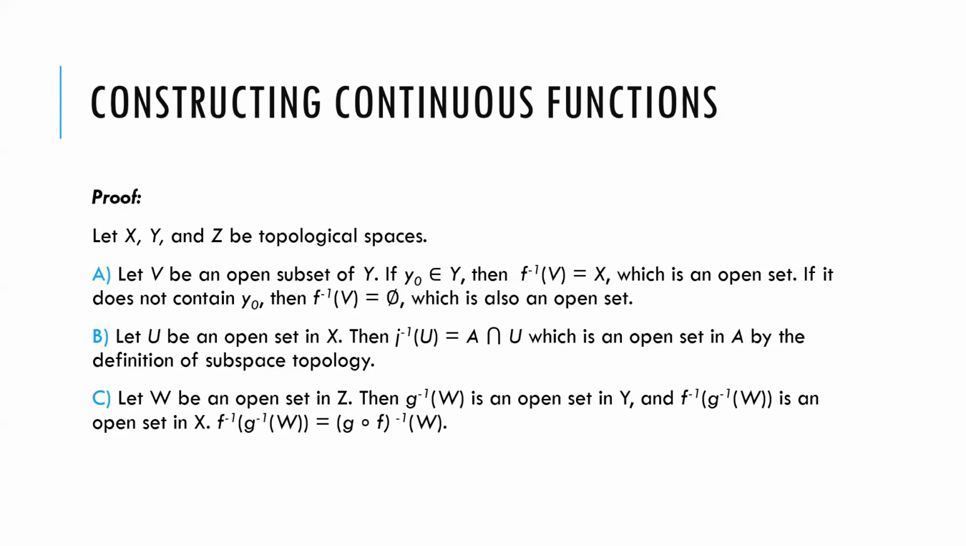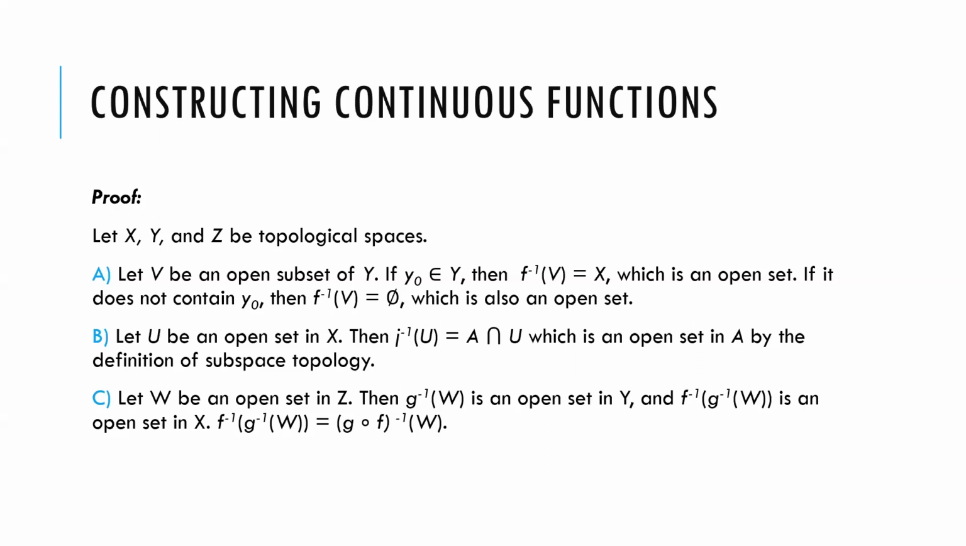It states that if A is a subspace of X, then the inclusion function J, which maps A into X, is continuous. If U is an open set in X, then the inverse image of U, which equals A intersecting U, would be an open set in A by the definition of subspace topology, and thus J would be a continuous function.